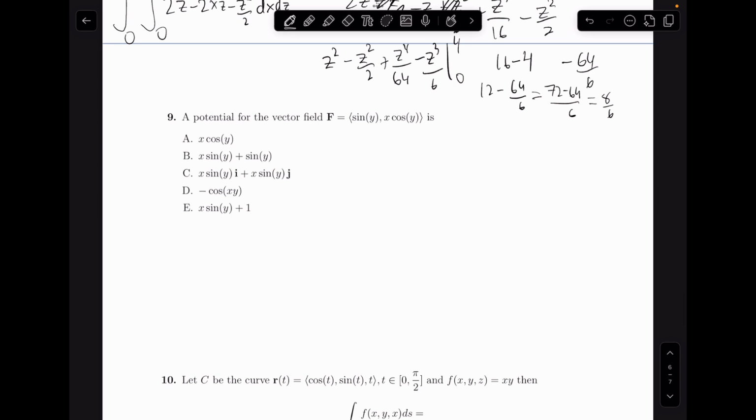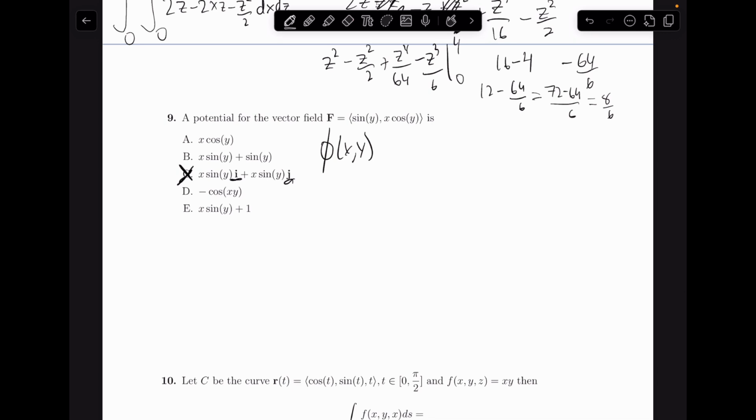Okay, question 9. A potential for the vector field F equals sine y, x cos y is what? All right, so if you remember, a potential is going to be some sort of phi of x, y. A potential is a scalar, so immediately we can get rid of C because the i and j implies that it has some sort of vector property to it, which is not true about a potential. Maybe if it's a potential function, it would have been more clear if you didn't know that.